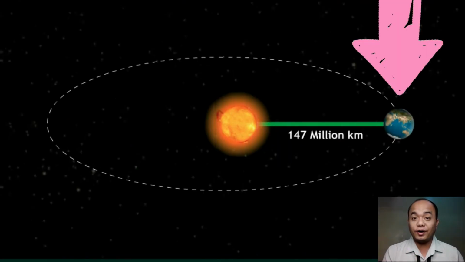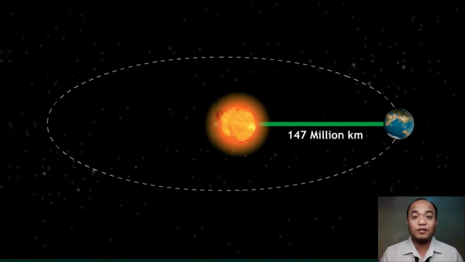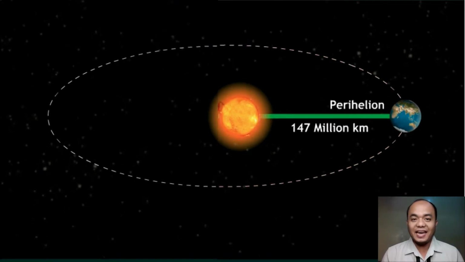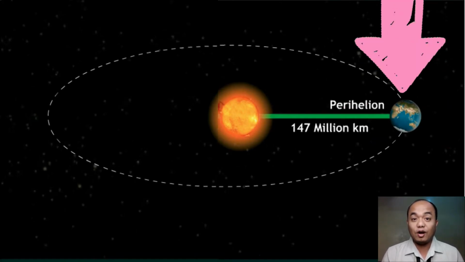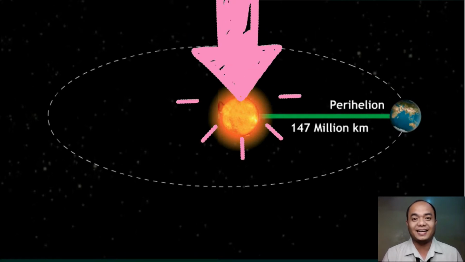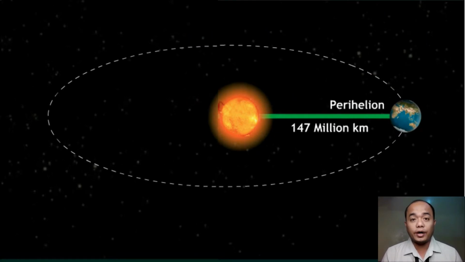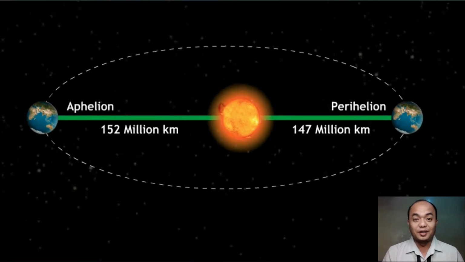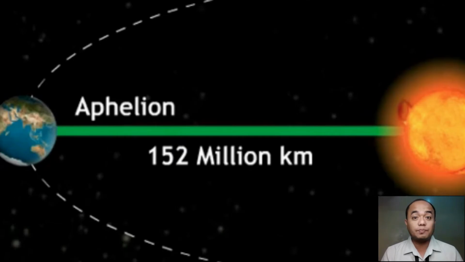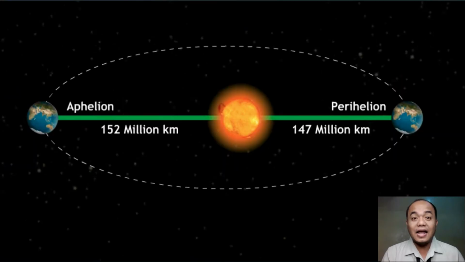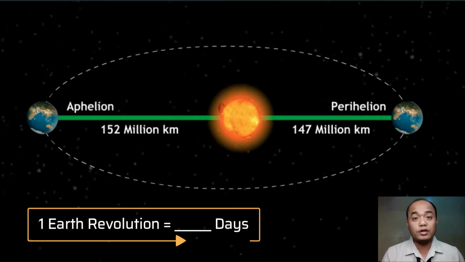What do you call when the Earth is nearest from the Sun at the point of its revolution? Yes, very good. This point is called Perihelion. The Earth is closest or nearest from the Sun. What do you call the part or the point wherein the Earth is farthest from the Sun while it revolves around it? Yes, very good. When the Earth reaches the farthest point in its orbit while it revolves around the Sun, this is called aphelion. And how many days Earth takes to complete one revolution around the Sun?